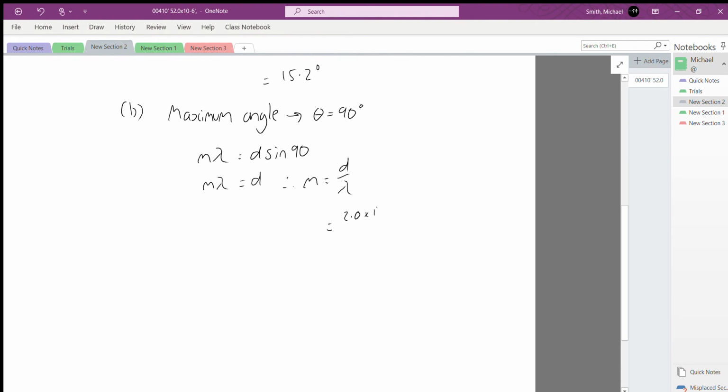2 times 10 to the power of minus 6 over 523 times 10 to the power of minus 9, and if we substitute that into our calculator, we get 3.82. Now that means that we don't actually see the m equals 4 maxima because it doesn't quite reach it, so we have to round down. Therefore, the highest order maxima that we see is m equals 3, because we don't quite get 4. So again, that's not too bad after all.